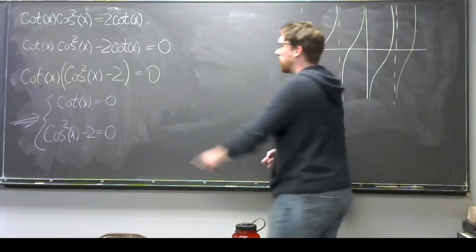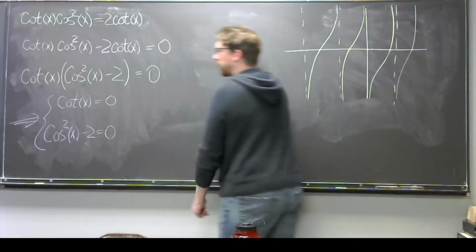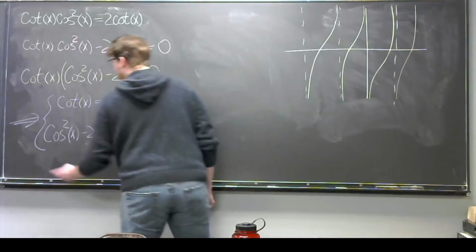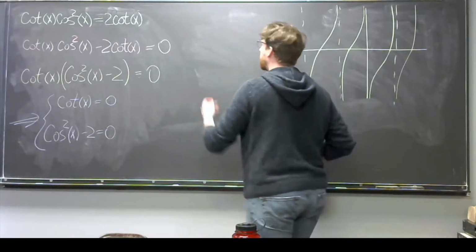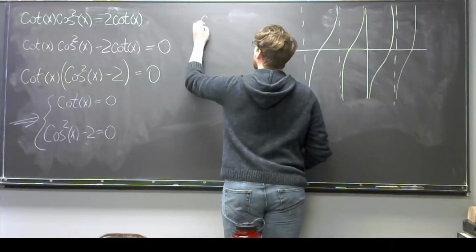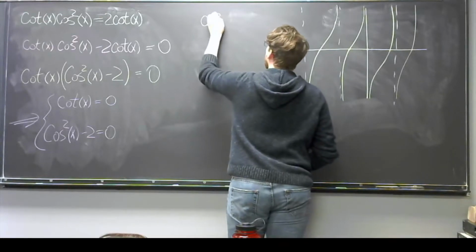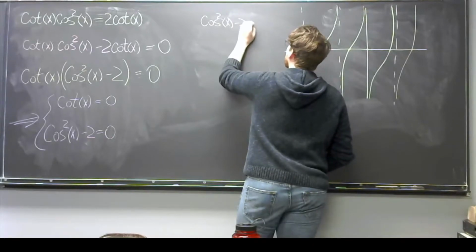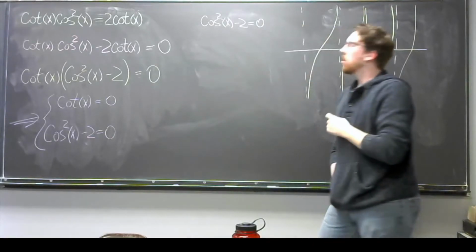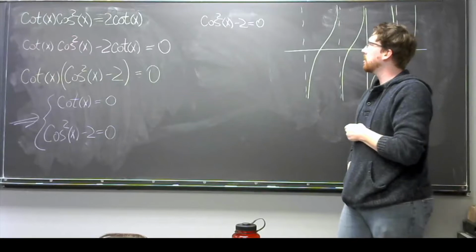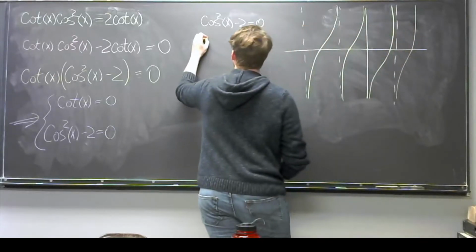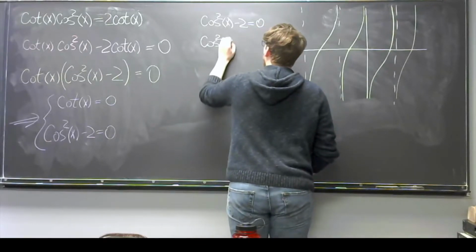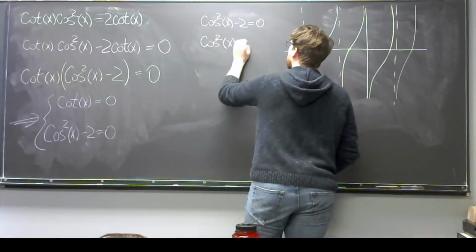Let's start with this cosine squared. I think it'll be easier. Starting with this cosine squared, well, we've got cosine squared of x minus 2 is equal to 0. Well, we can add 2 to both sides. Seems easy enough. Cosine squared of x is equal to 2.